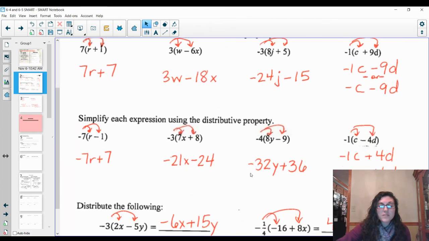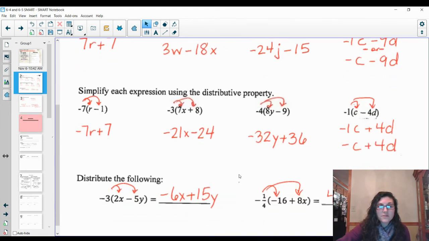The next four are pretty similar, but there's more negatives involved. Remember, it's the outside term multiplied by everything on the inside of the parentheses. And again, I wrote the negative 1c and the negative c. It's really okay if you like the 1, but just again, we like to be more simple.